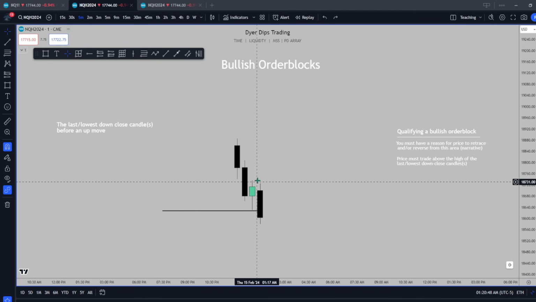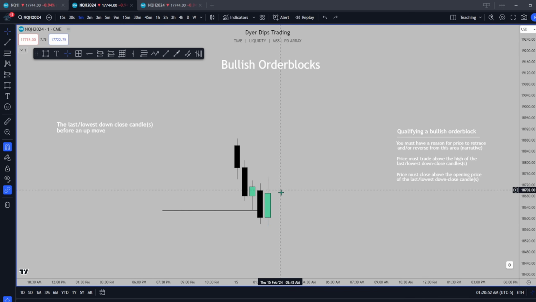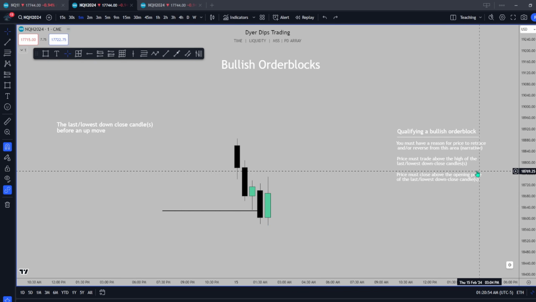So we're first going to need price to trade above this high, or at the same time, we're also going to need price to close above the opening price of the last or lowest down close candle. So if we take a look at this candle here, this green candle, you can see that price has traded above the high of the last or lowest down close candle, right? So above this candle's wick here, price did trade above that.